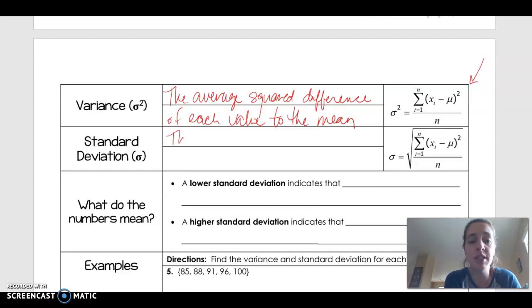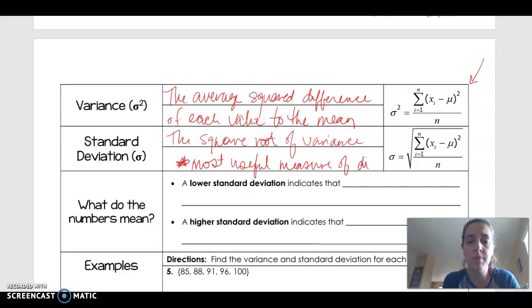Standard deviation is the square root of the variance. Well, that doesn't help us, but what we need to know is the standard deviation is the most useful measure of dispersion, or a measure of variation. We'll go ahead and call it our measure of variation. So it's the most useful, and we'll see why in just a minute.